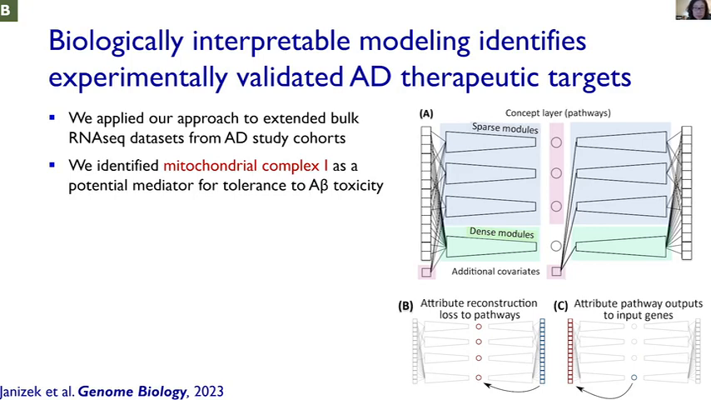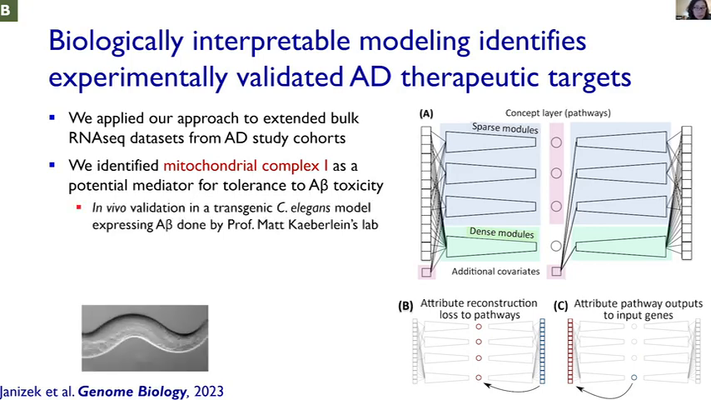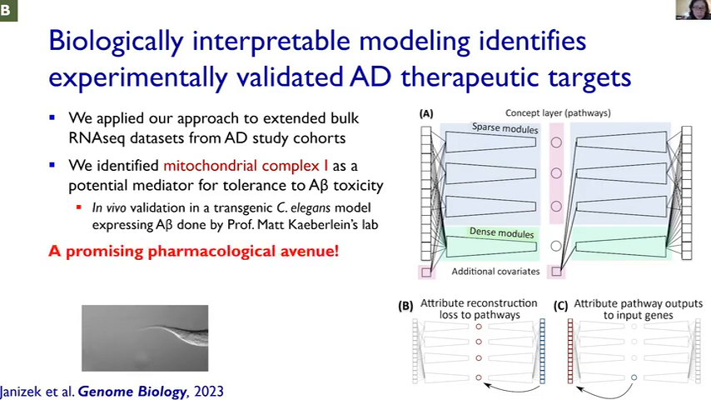And then the really cool thing is that we were lucky to work with Matt Kaeberlein's lab. His lab has an AD model, a C. elegans model, expressing A beta. So we were able to do this in vivo test where we knock down each gene in this mitochondrial complex 1 and see whether there is any change in these AD phenotypes.